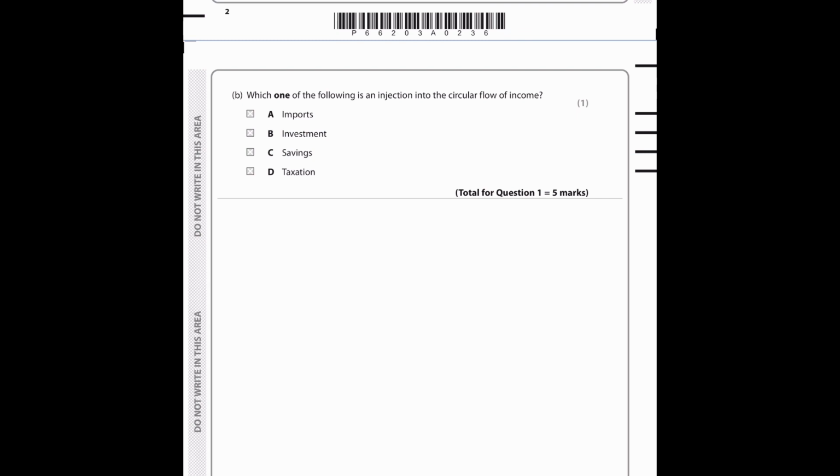Which one of the following is an injection into the circular flow of income? Well, we've just done the leakages. We've just spoken about those. The leakages are our savings, tax, and imports.